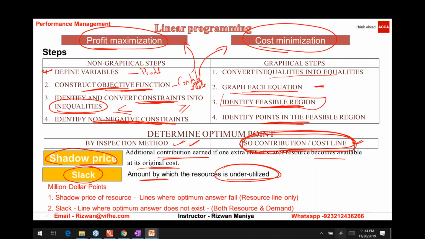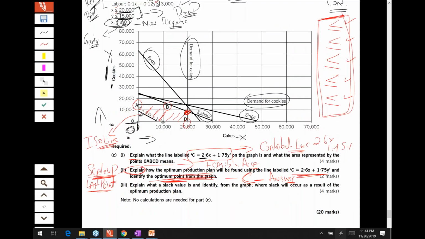So remember, this is an important point. Shadow price will be of a resource like labor, like machine, like material. Shadow price will be calculated for the lines where the optimum answer falls. So let's go back to the graph. Do listen, this is the last thing I'm discussing for today. Now, the optimum answer is at C.